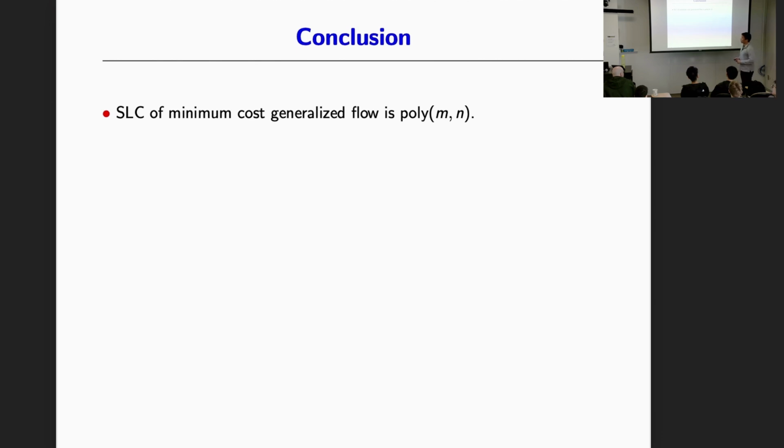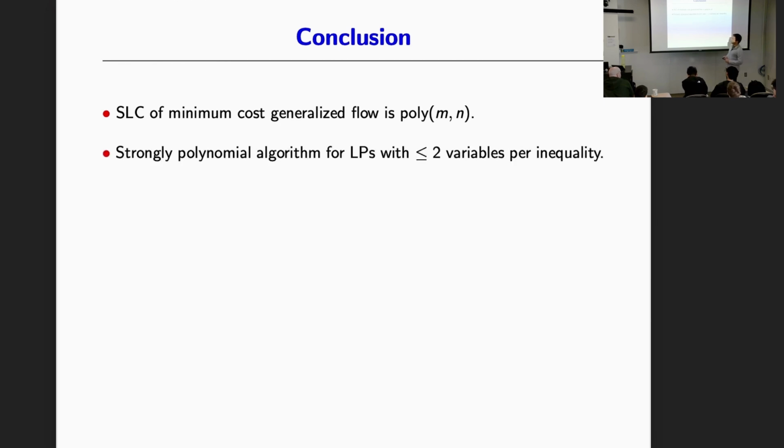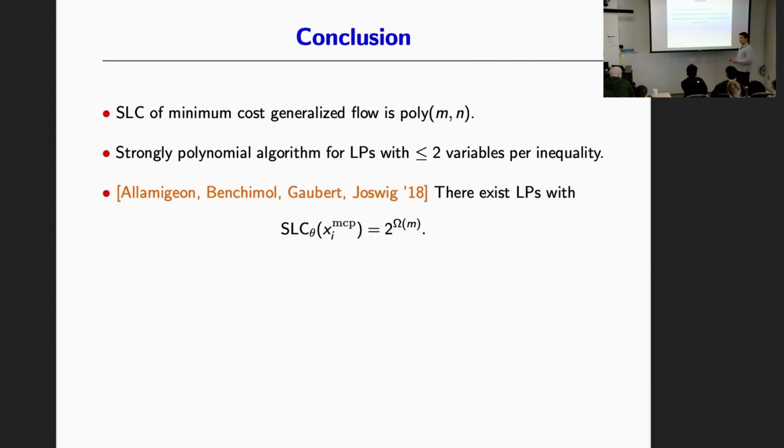So we've shown that the straight line complexity of minimum cost generalized flow is strongly polynomially bounded. This implies a strongly polynomial algorithm for LPs with at most 2 variables per inequality. Now, back to Alice's question, whether there is a subclass of LPs with super polynomial straight line complexity. The answer is yes, unfortunately. Allamigeon, Benchimol, Gaubert, and Joswig constructed a family of LPs that has exponential, so not only super polynomial, but exponential. So if you want to solve Smale's 9th problem, don't use SLC. It's not going to work.